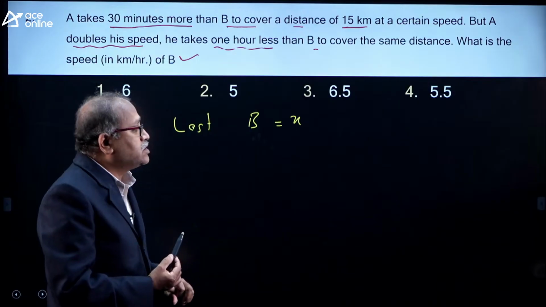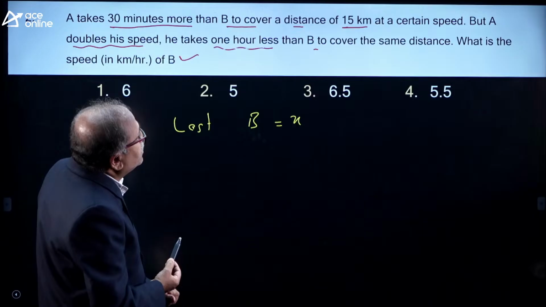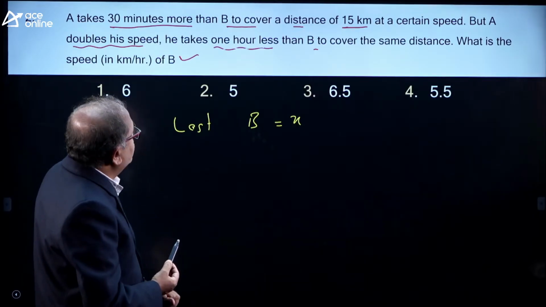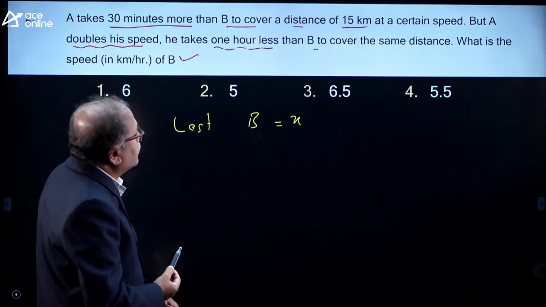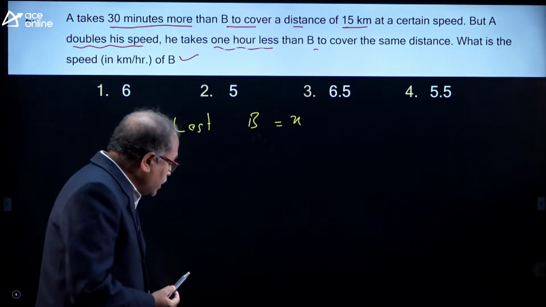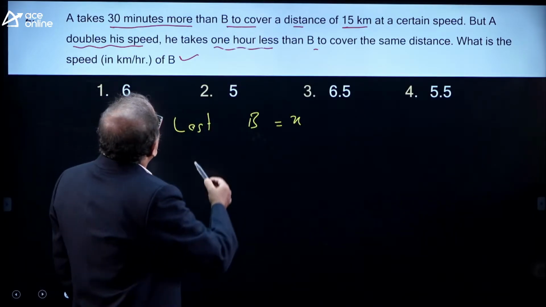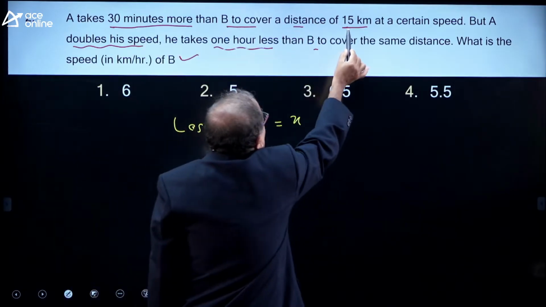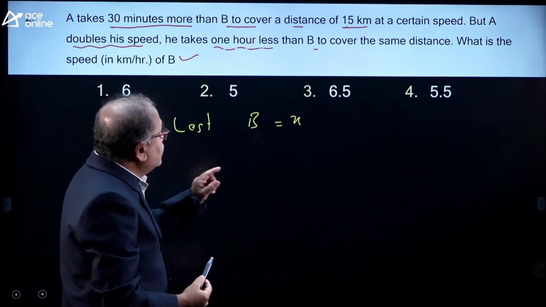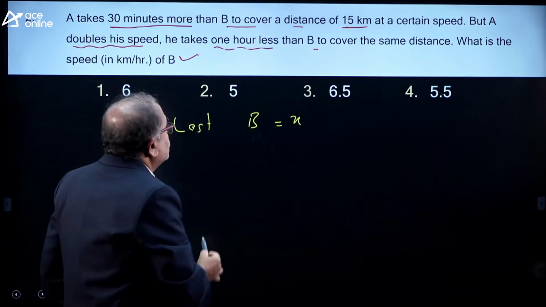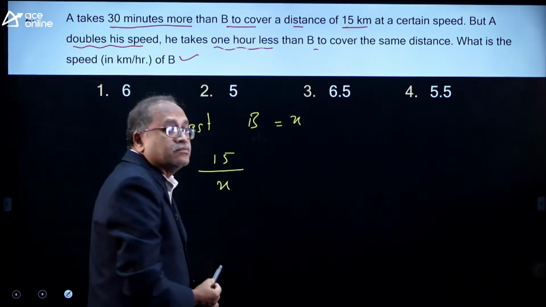I consider the speed of B as x. A doubles the speed. So, what is the speed of A? Did you get the answer? Can I get the speed of A? In the first case, the distance is 15 kilometers. When the speed of B is x, the time taken by B is 15 by x in the first case.